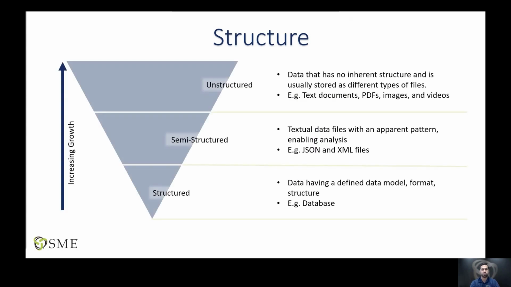Now, let's talk about structure. I think the best way to do it is to show this graph because it paints the perfect picture of the different types of data structures. At the very bottom, you've got your most structured data, which has a definitive data model. This is like your traditional RDBMSs, your relational databases. Then you have semi-structured data, which is more like JSON and XML, where it's stored in a document style tree. But there still is an apparent pattern and you can still analyze them.